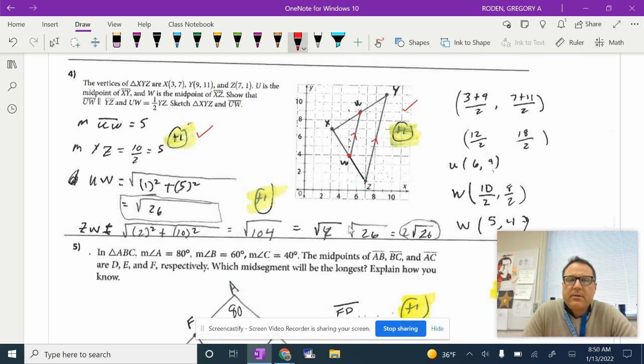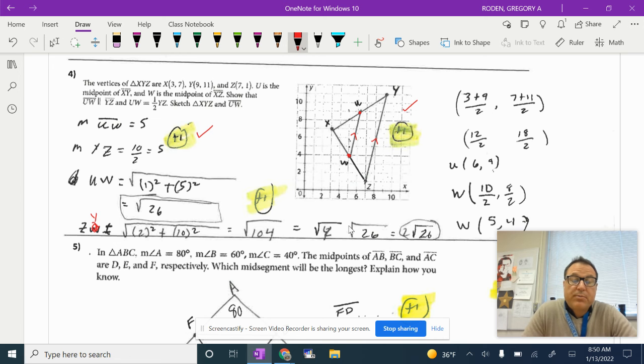And the last thing we needed to do is show that ZY is 2 times the length of UW, or UW times 2 equals ZY. And that is a good distance formula problem. If I use the distance formula on UW, I get the square root of 26. UW was the square root of 26, and ZY, sorry, this should be ZY, my bad, sorry guys, ZY was the square root of 104. Now, you could do 2 things.